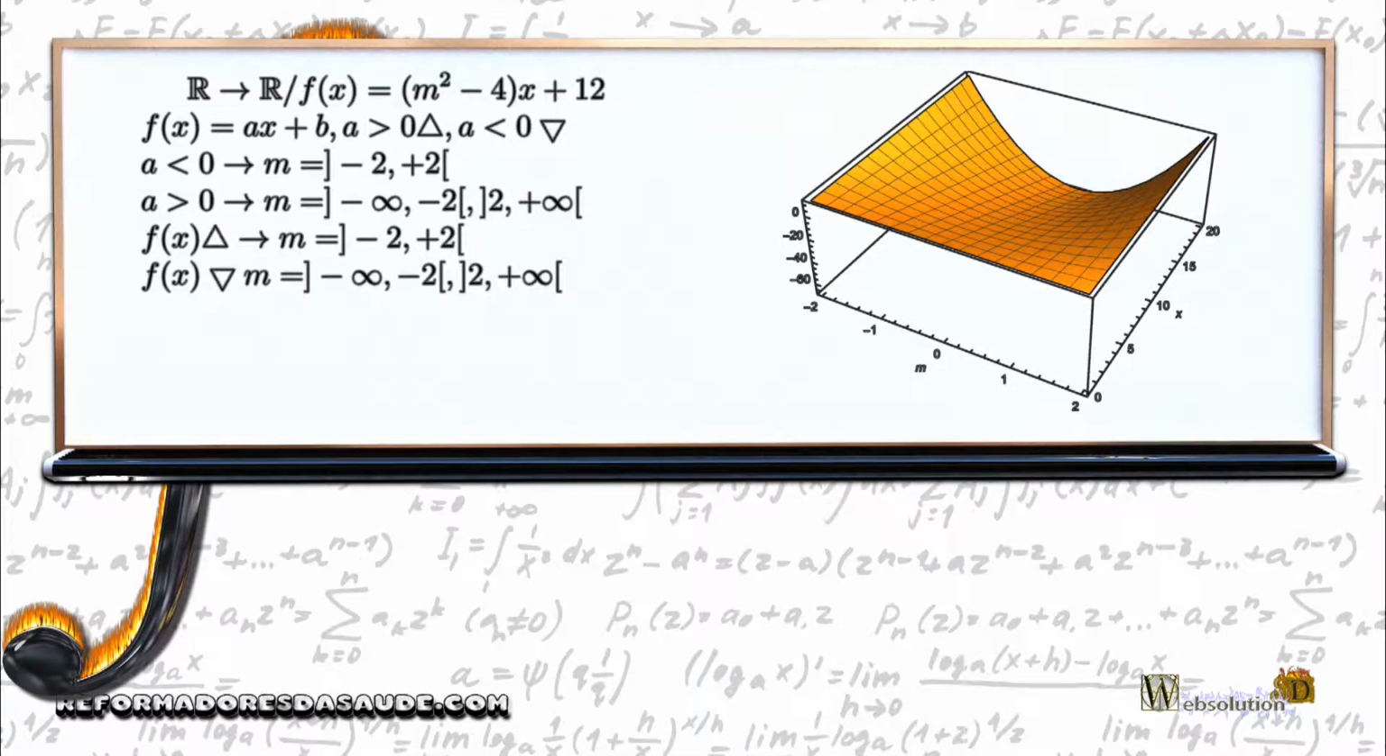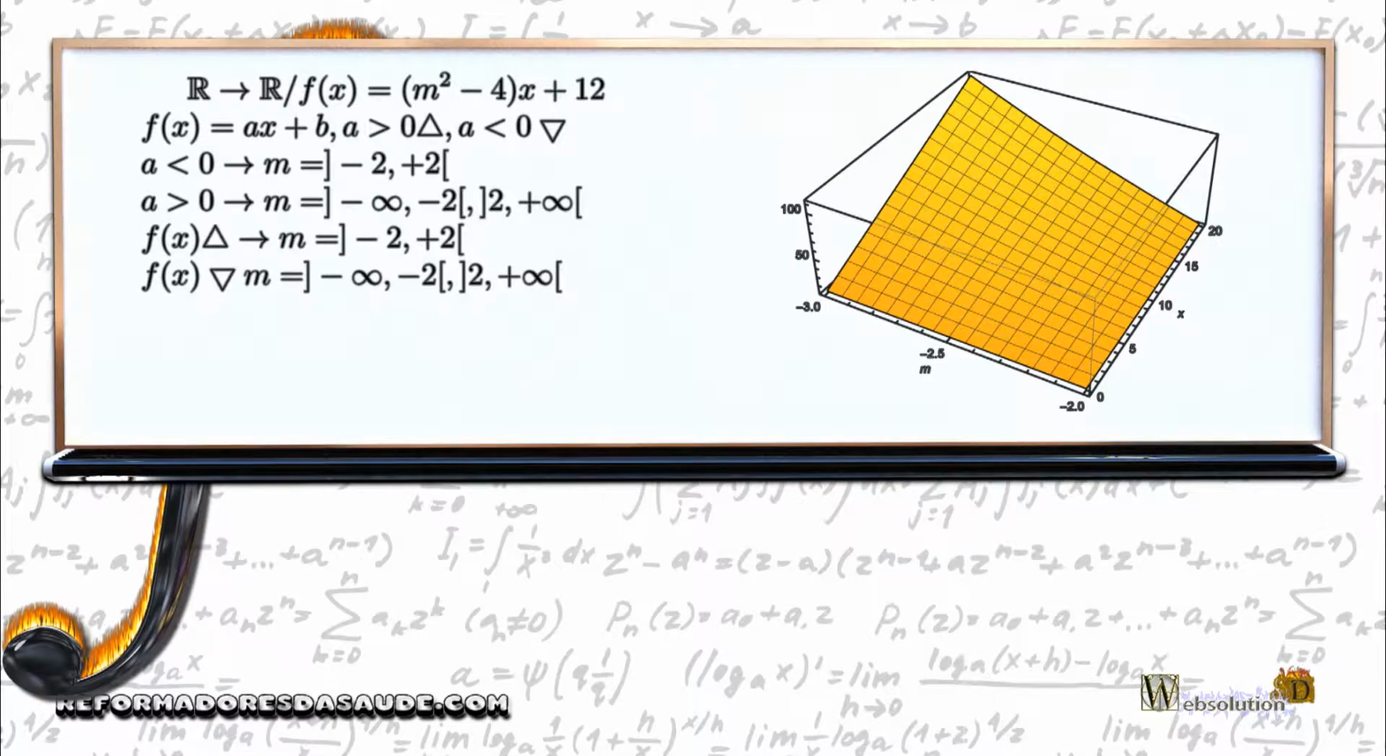Now we have that the function is increasing from m negative infinity to minus 2. Let's see the graph. Note that when m is between negative infinity and minus 2, even if x increases in value the equation has positive squared values, so the function is increasing.